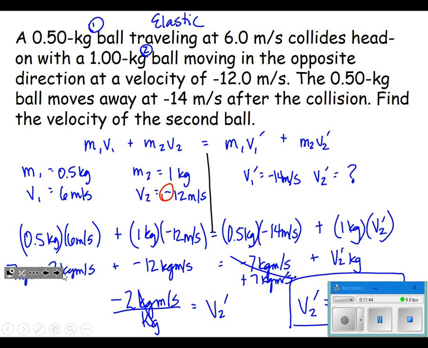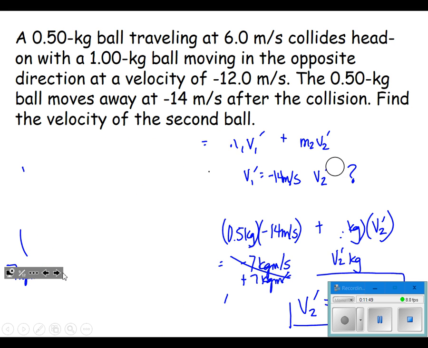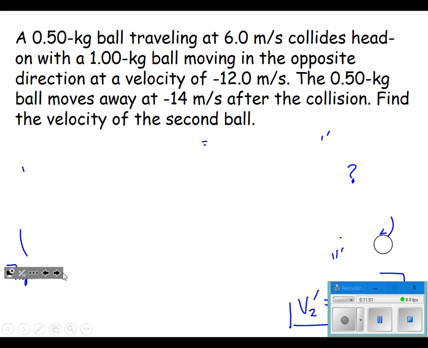All right. This next one. Okay. So I have a 0.5 kilogram ball traveling at 6 meters per second. It's going to collide head on with a 1 kilogram ball that's moving in the opposite direction at a velocity of negative 12 meters per second.